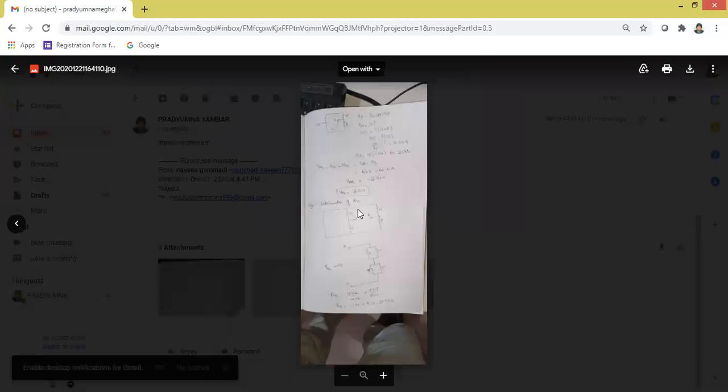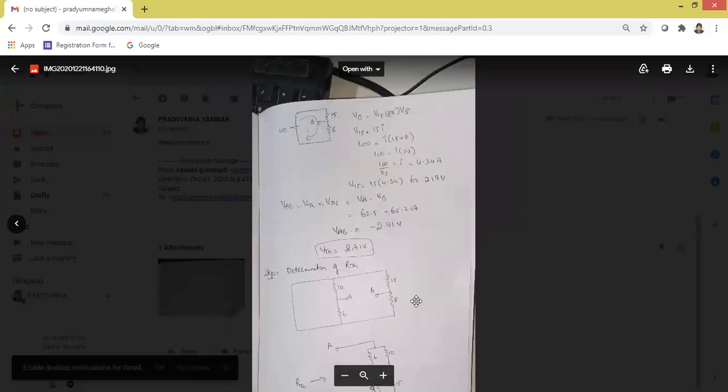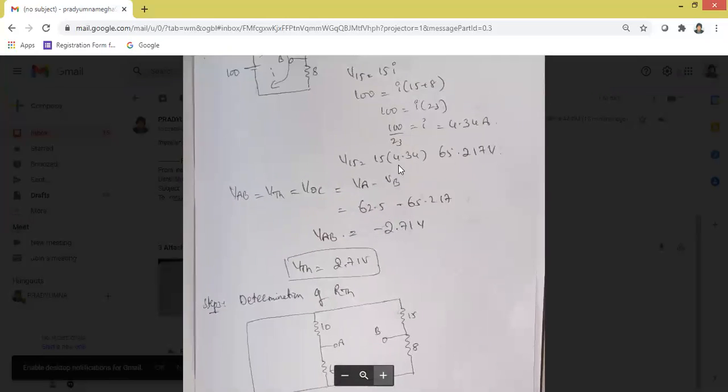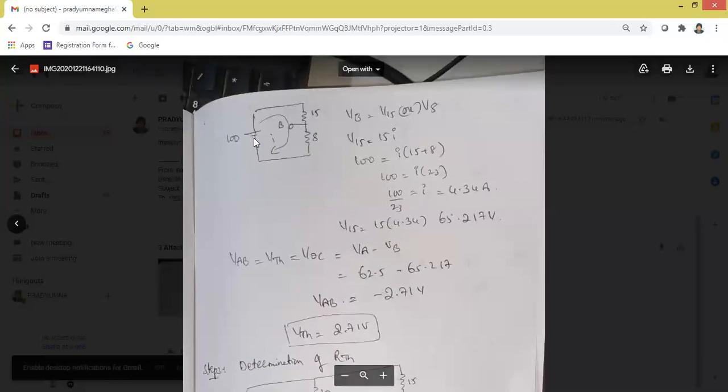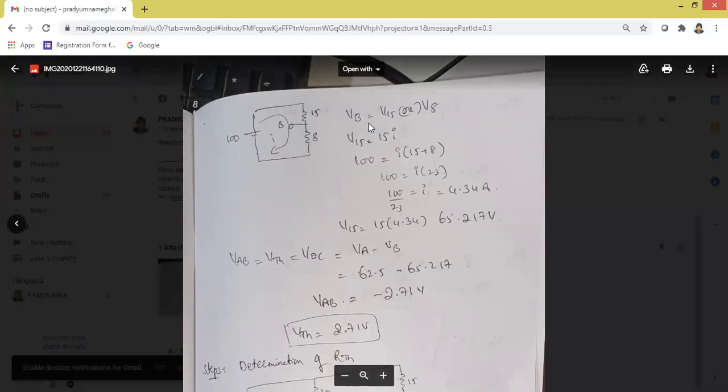Next part. So let me maximize this. If you see the second part of the circuit, 100 volts is again applied to the 15 and 8. Now what is the voltage across the terminal B? It is the voltage across 15 or the voltage across 8. As we have taken the initial case as the voltage across 10, we have to take VB as nothing but the voltage across the 15 ohm resistor.